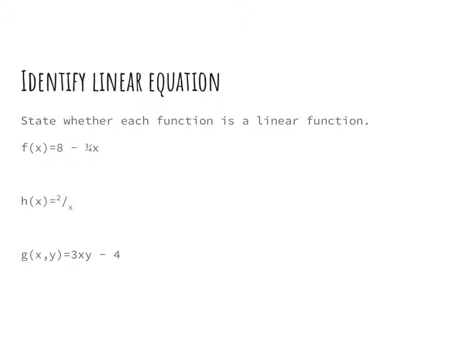Okay, so they're going to give you an equation and say, state whether each function is a linear function. So we take a look here. First one, f of x is equal to 8 minus 3/4 times x. Does the variable have an exponent other than 1? No, it does not. Do we have two variables being multiplied together? No. Do we have a variable in the denominator? No, because that 3/4 is being multiplied by x. The x is not on the bottom with the 4, so we would say that this is in fact a linear function.